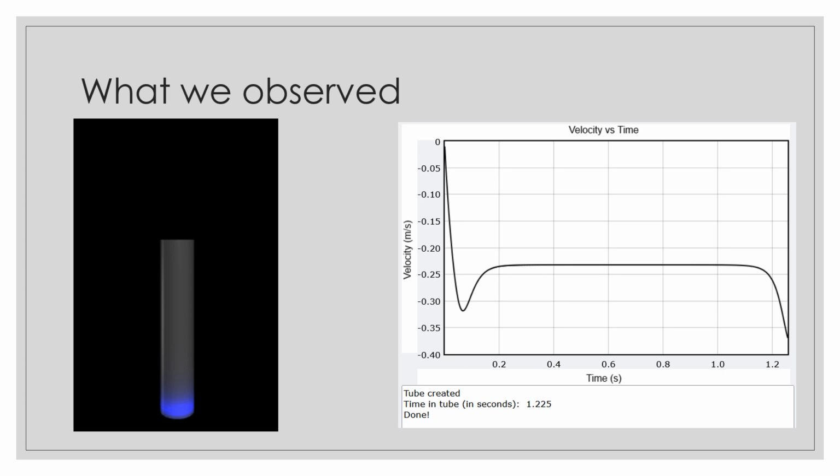So this is our computational model that we coded in GlowScript. On the left, you can see a model of the cylindrical tube. The blue area is where the magnet is at the very end of the experiment, at the bottom. On the right, we can see a velocity versus time graph generated by the model. As you can see, the time it took for the magnet to fall is roughly 1.225 seconds.